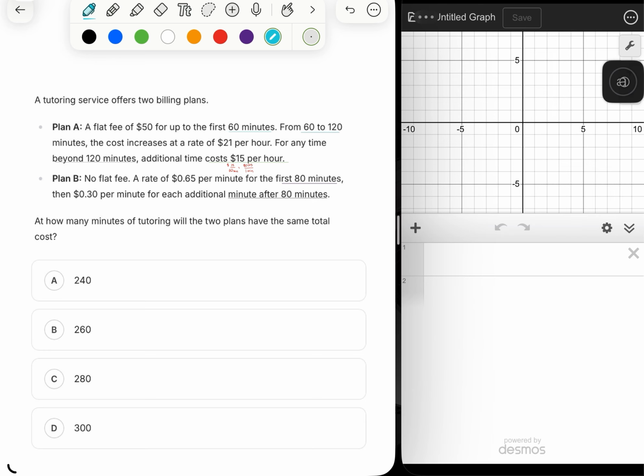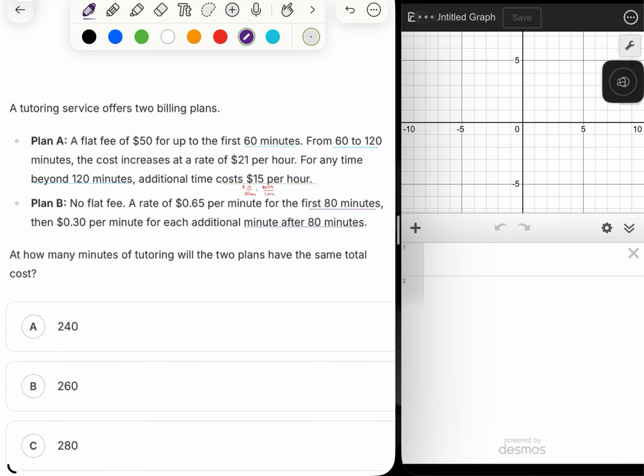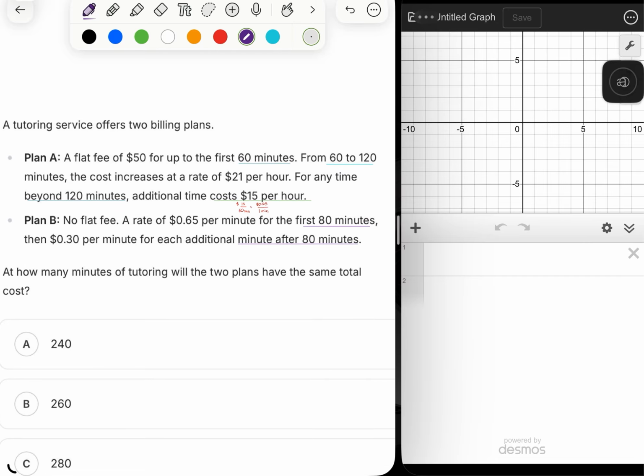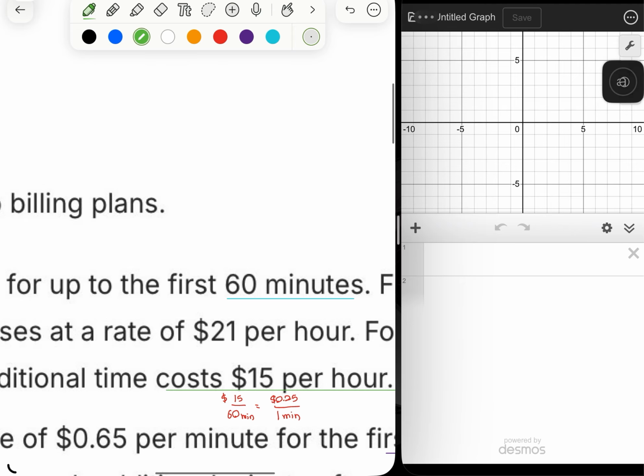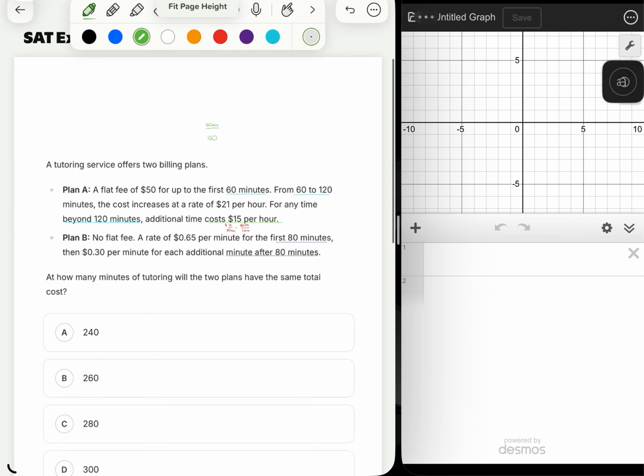Well, the first thing you have to do is establish a condition for the number of minutes. What I mean by that is for plan A, if you notice, for the first 60 minutes, the flat fee stays at $50. There's no rate there. So you do 50 for the first 60 minutes, and this is for plan A.